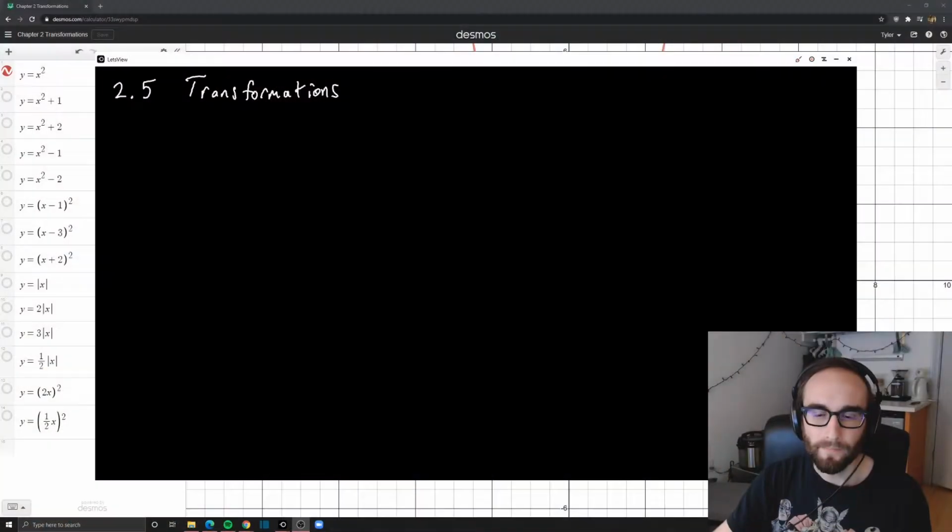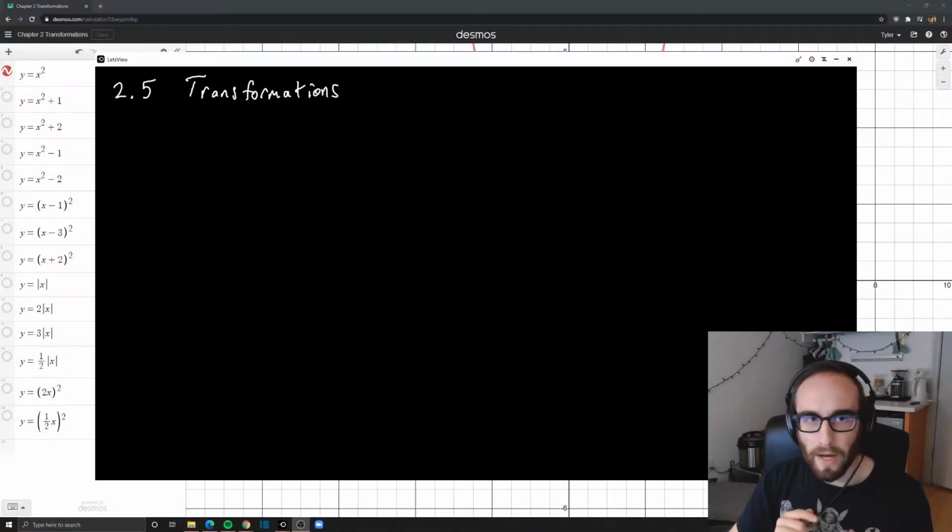Hi everyone. Today we are going to take a look at transformations, so transforming functions, which is chapter 2, section 5 of our textbook. So transformations, some of this will be review. However, it is important that we go over these because they will become more difficult, especially when we combine them. And we're going to be using them throughout the year, especially once we start to look at trigonometric functions.